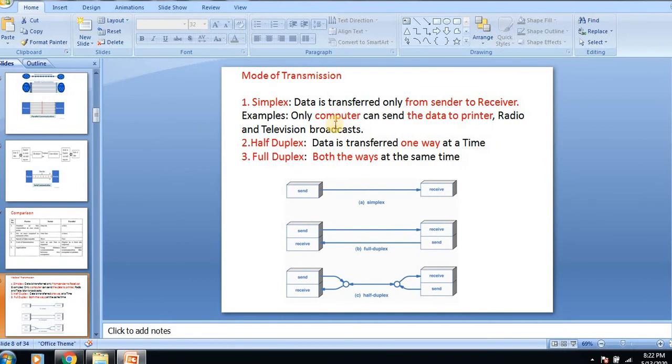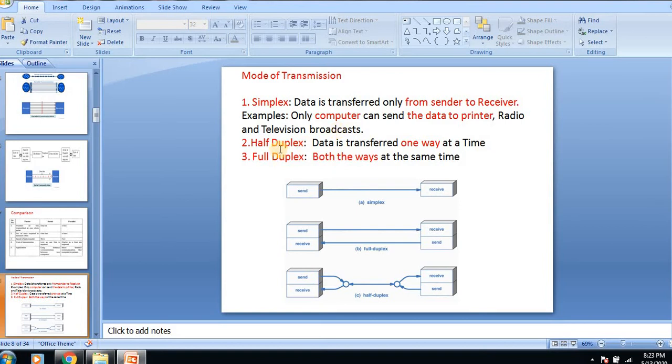Now we will be discussing only the serial mode of transmission. Again, the serial mode of transmission is classified into three categories: simplex, half duplex and full duplex. In simplex transmission, when we have the sender and the receiver, the data can only be transmitted from sender to receiver, not vice versa. That is called simplex transmission. An example is a computer sending data to a printer, or another example is radio and television broadcast.